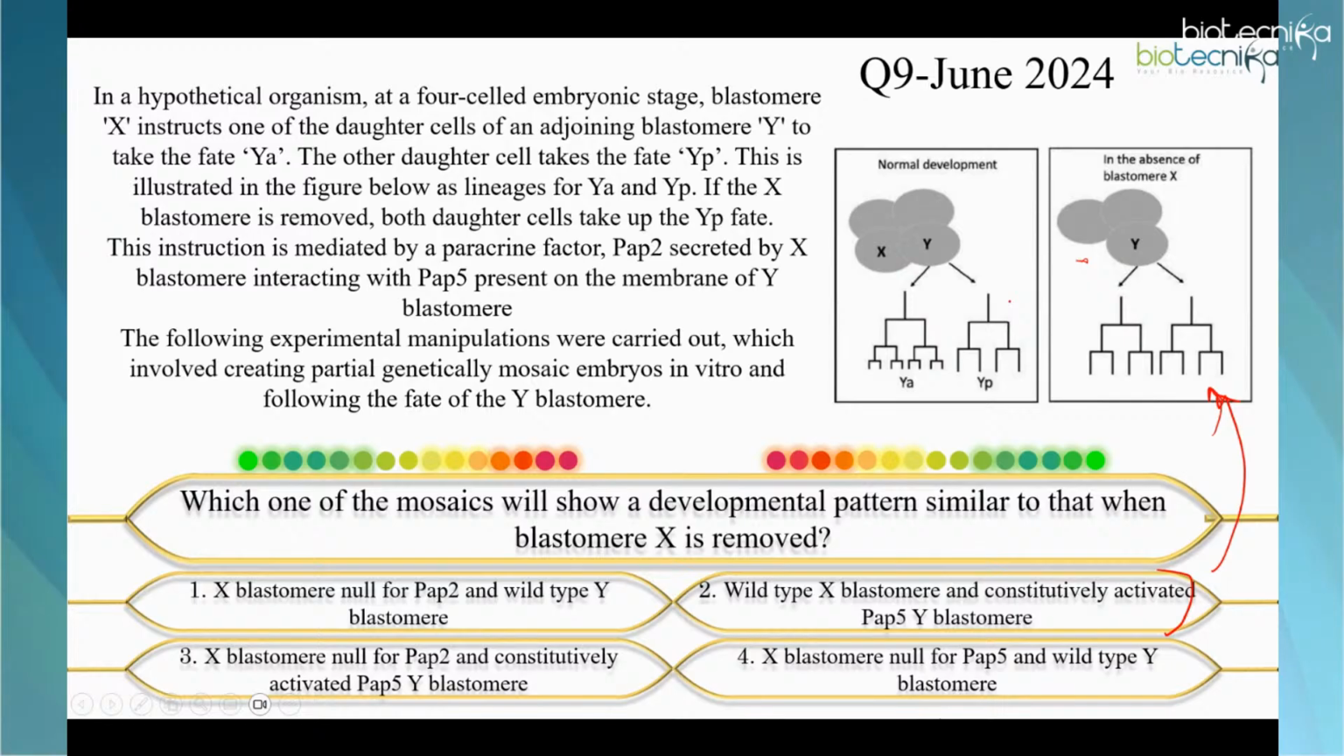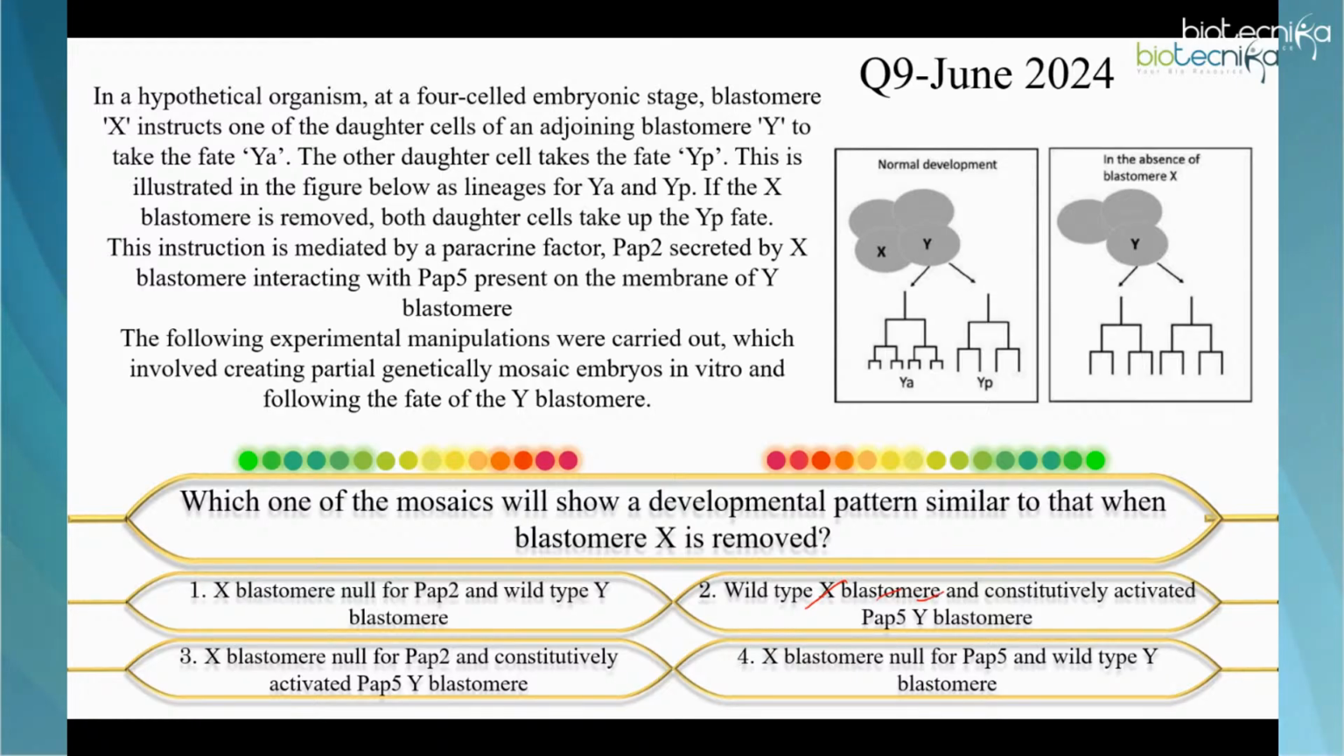Okay. So see, the X blastomere null for PAP2. Null for PAP2 means even if X is present, let's say X is present, but it is not releasing the PAP2 signal. Okay. So even if Y is wild type, but it has the receptor that is PAP5, if signal is not there, then the YA cannot form. So in that case here also there will be no signal. So YP, this will generate a similar one. So option 1 is the right answer. I'll justify why others are not correct.